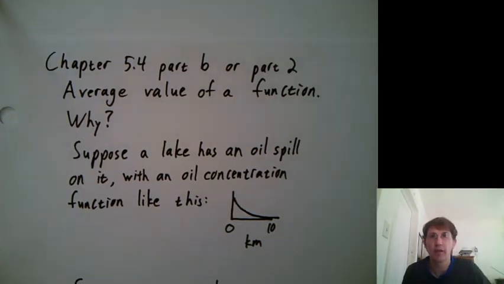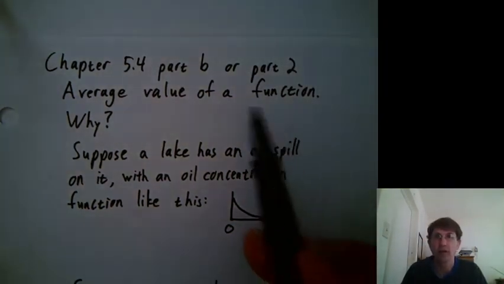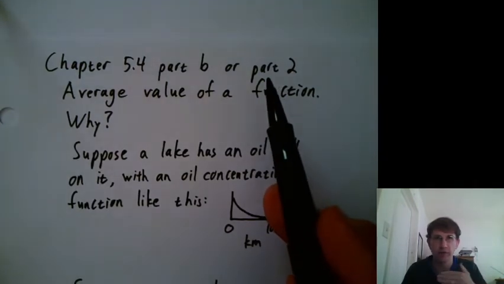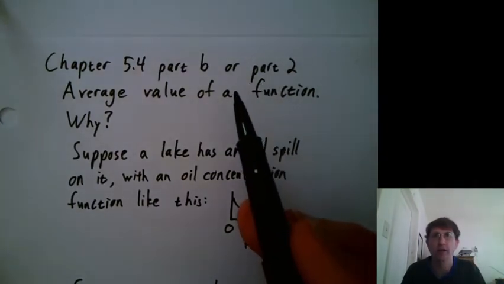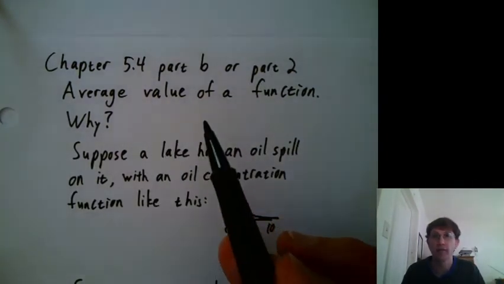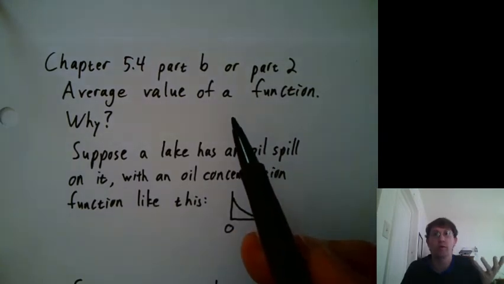Let's talk about the second big topic in chapter 5.4. You could call it part B or part 2. The textbook doesn't really say here's a part dividing line, but it's about the average value of a function, and the first question might be, why should we care?